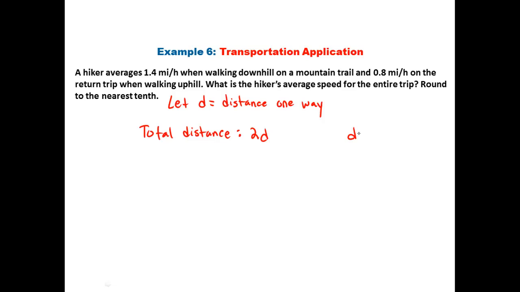Alright, and remember, we're still working with d equals RT, right, rate and time. And we're going to do the total time next. So if we switch these around, time would be distance over rate. Alright, so let's look at the total time. That would be distance over his first rate plus distance over his second rate. Alright, so the question is asking for the hiker's average speed for the entire trip.